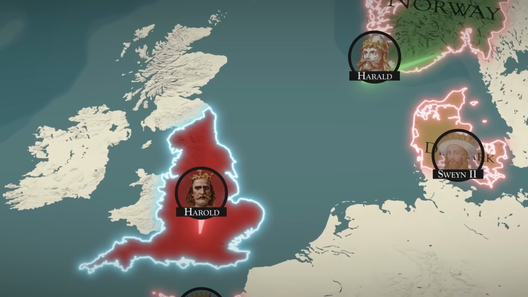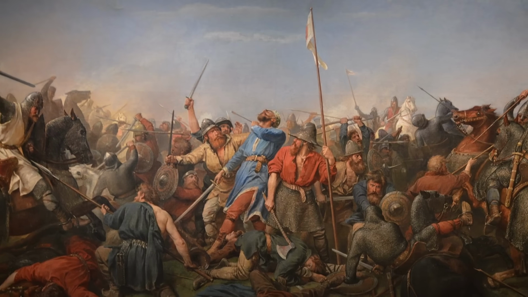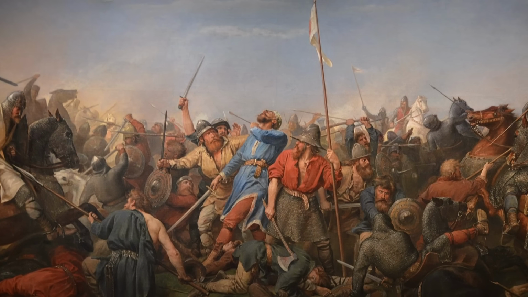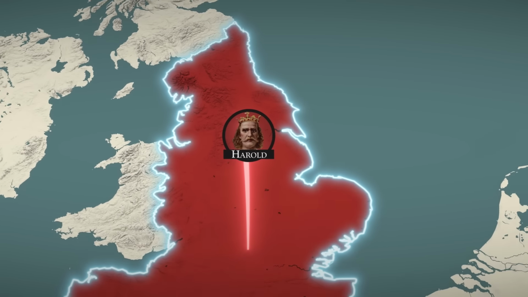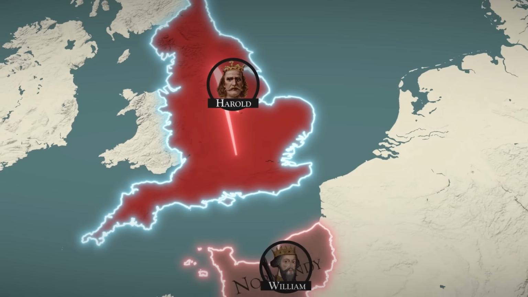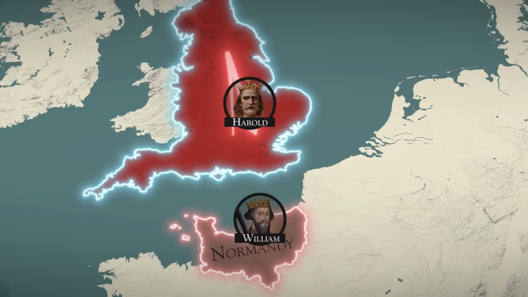The Battle of Stamford Bridge, fought in September of that year, saw King Harold Godwinson defeat an invasion force led by his Norwegian counterpart. However, just a few weeks later, his exhausted army was forced to make a long, rapid march south to face another invasion force led by Duke William.